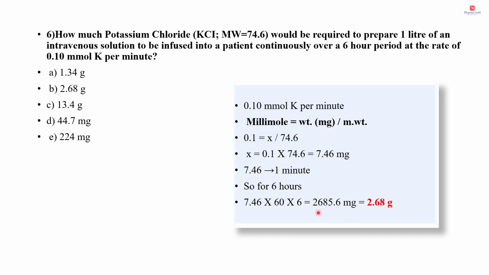2685.6 milligram. So convert this into gram. We will get it as 2.68 gram. So here the correct answer is option B, which is the amount of potassium chloride that is required to prepare 1 liter of an intravenous solution that is to be infused into a patient continuously for a period of 6 hours.